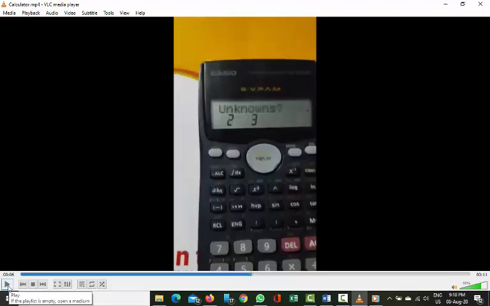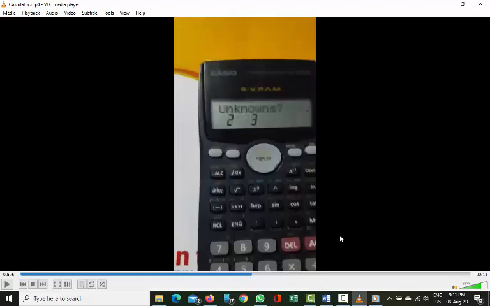So after you press 3, we have 3 variables there. You will see a new question come, A1 question mark. That means A1 means what is the value of A? 1 means first equation.